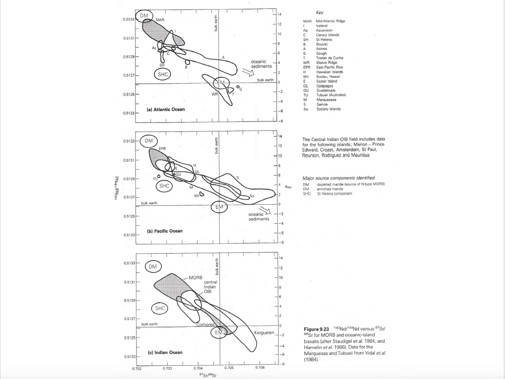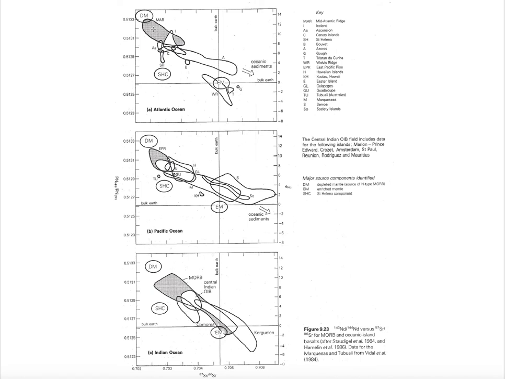So now the next thing what we are always doing, that is we are looking at the isotopes. On the x-axis we have everywhere the 87 strontium to 86 strontium isotopes, and on the y-axis we have the 143 neodymium to 144 neodymium. And then DM, that is the depleted mantle. We have here just the key.